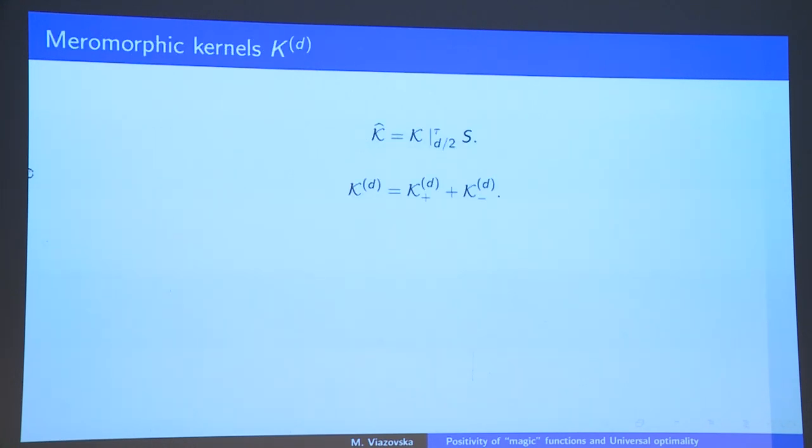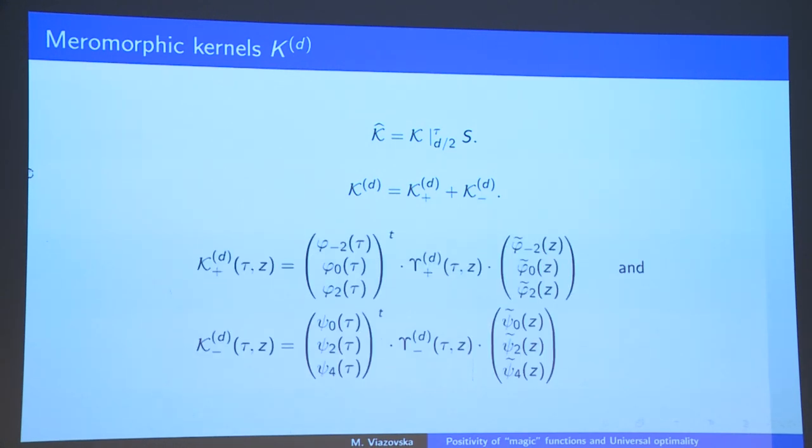Now we would like to give an explicit formula for this kernel. As we discussed in one of the previous lectures, it is convenient to split this kernel into two parts, a positive part and a negative part. These are defined by the action of this involution S. Here are the explicit formulas for the kernels, which we will write in the following way.